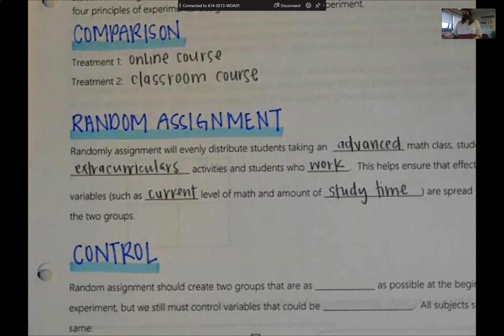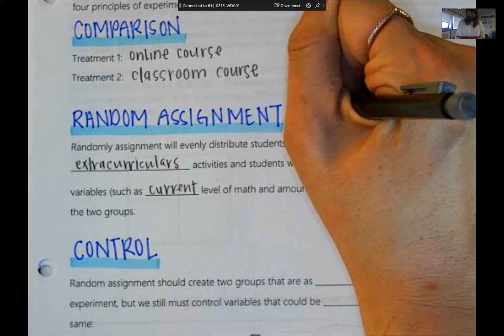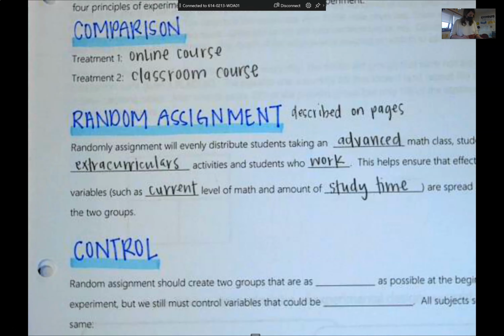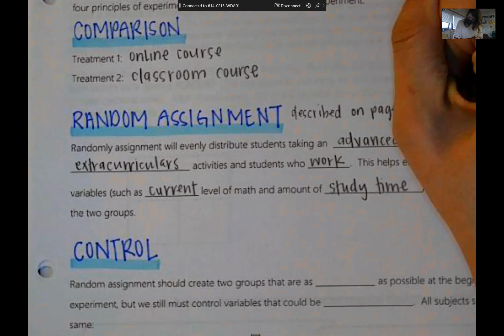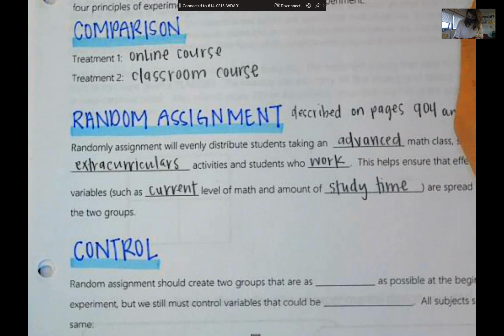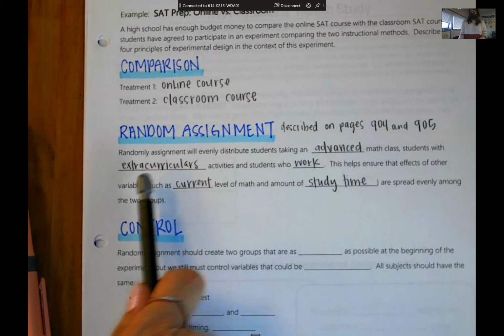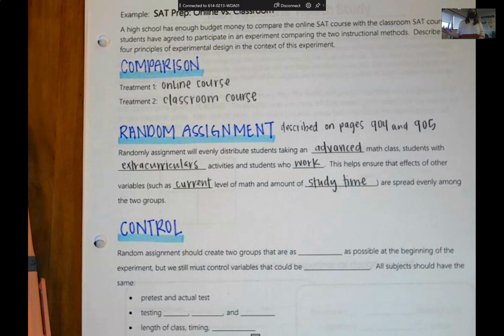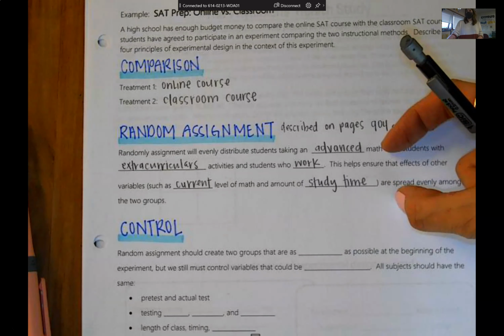So random assignment we discussed, maybe we should write that down, described on pages 904 and 905. So if it asks you about random assignment, unless it asks you to explain, you don't have to write this paragraph. You would just say the 50 students were randomly assigned to the 2 treatment groups. This is just explaining why random assignment is important.